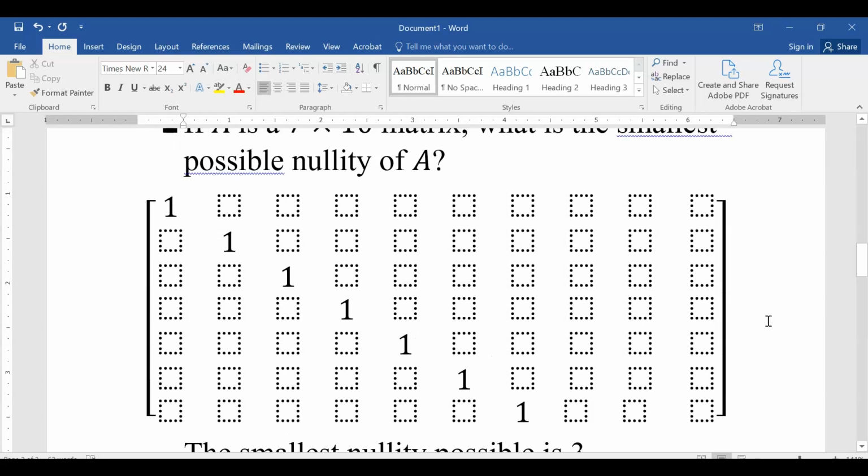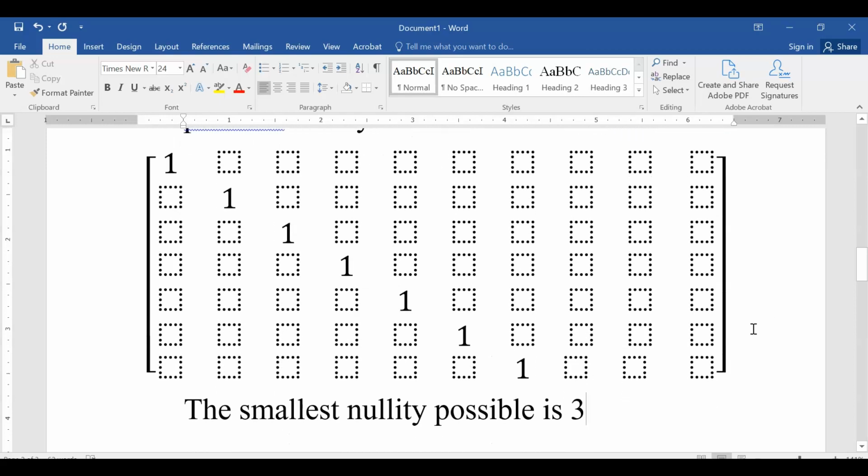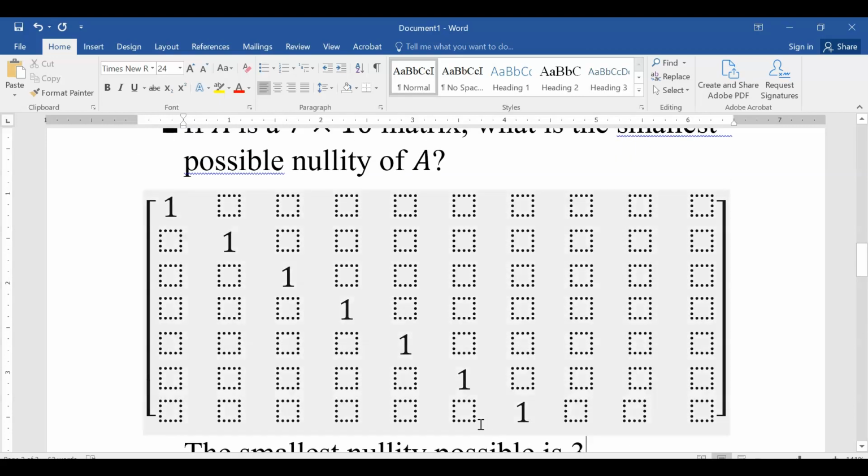Hopefully that makes sense. And again, smallest nullity corresponds to the largest rank. So when the rank is a maximum of 7 and we're in a 7 by 10 matrix, then the nullity is at smallest 3.